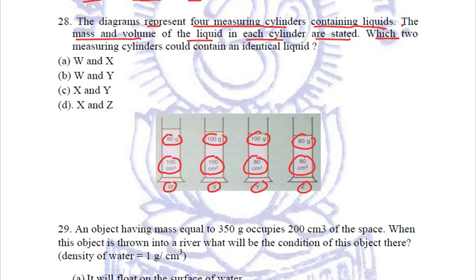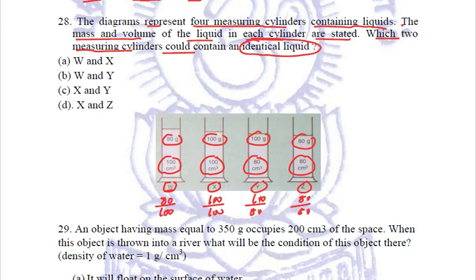Now, which two measuring cylinders could contain the identical liquids? If we are trying to find out identical liquids, we can simply check out their densities. We know that density is equal to mass per unit volume. So if we try to calculate for W, it is mass 80 by volume 100. For X, it is 100 by 100. For Y, it is 100 by 80. And for Z, it is 80 by 80.